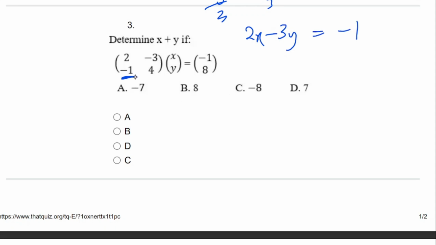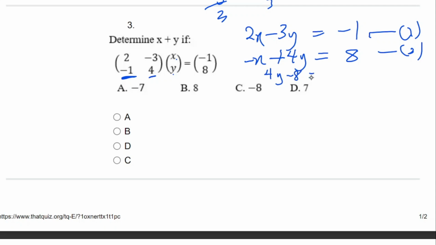Then the second one, minus 1 times x, that is minus x. Then 4 times y, plus 4y, equals to 8. So we can see this has led to simultaneous equation. We can then solve it simultaneously. We can make from 2 now, I can make x the subject of formula. Therefore, it will be 4y minus 8 equals to x, equation 3.